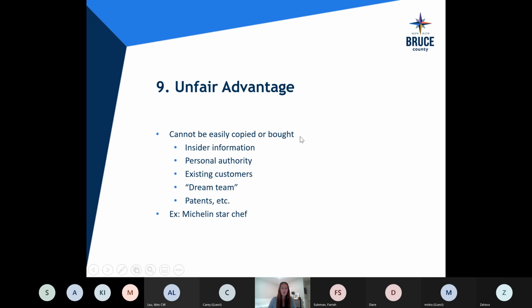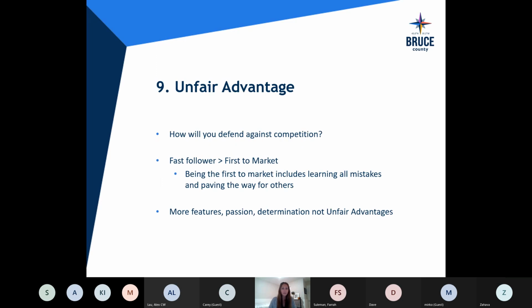copied or bought. So thinking about that, what we want to consider too is that you might not have an unfair advantage in the beginning, and that's okay. If that's the case, you leave it blank. Leave that blank, because you can get to it.